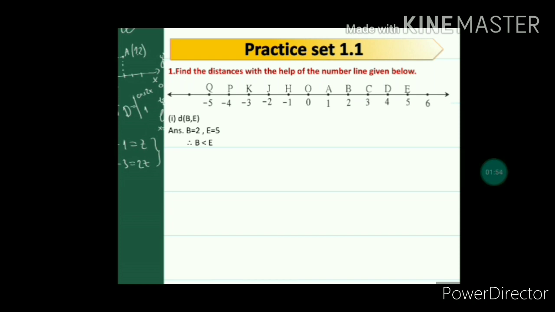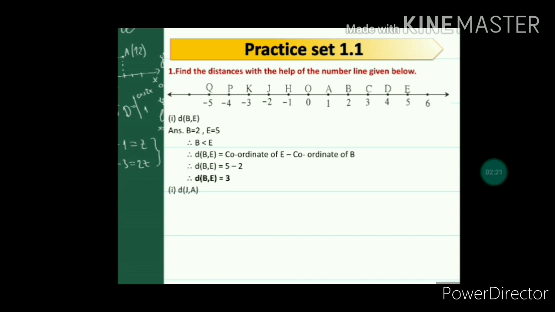Therefore, B is less than E. Therefore, distance of B is equal to coordinate of E minus coordinate of B, which is 5 minus 2. Therefore, the distance between B and E is equal to 3.